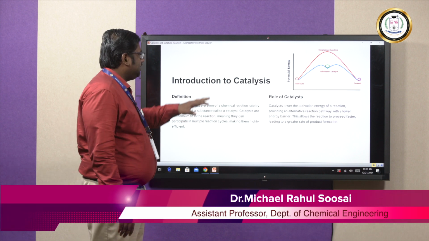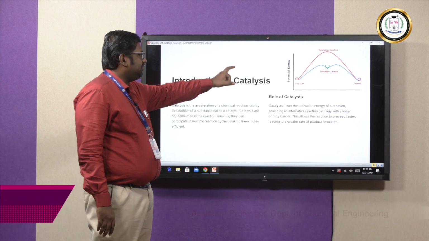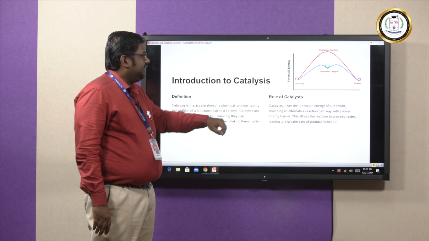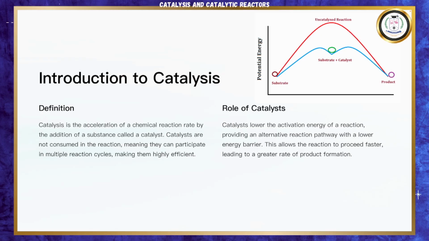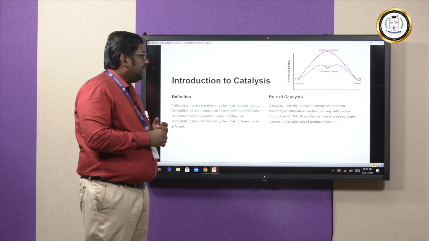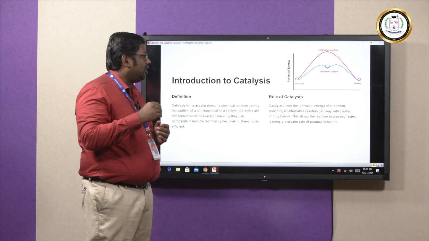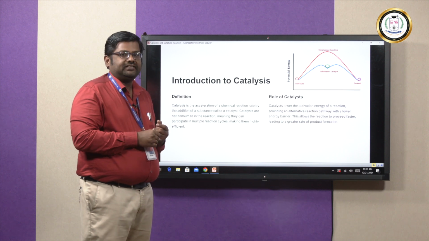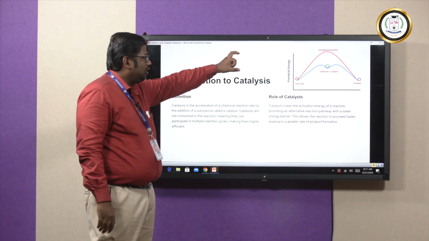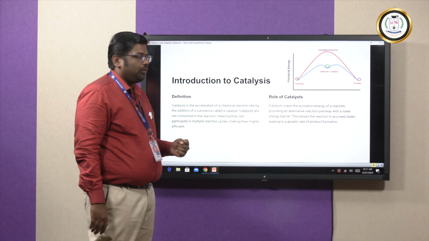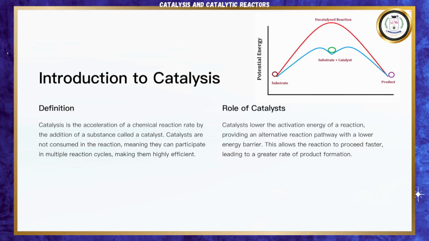Let me give you an example. See the graph over there, potential energy. The red line indicates the amount of energy required for conversion of reactant to product when there is no catalyst. The blue line indicates how much energy is required in the reaction if you add a catalyst. As we can see, the amount of energy required is somewhat less.